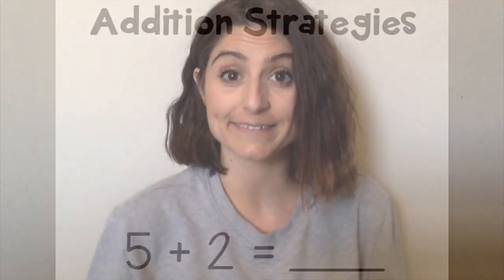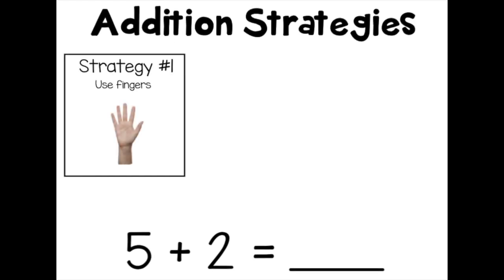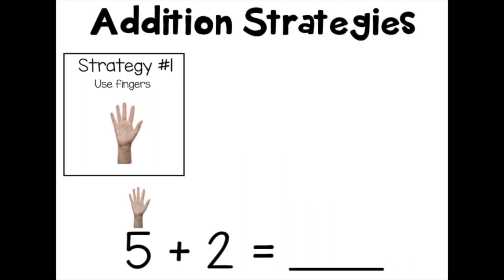Let's take a look. Let's start with the addition equation 5 plus 2. The first strategy is called use your fingers. So in this equation, we start with 5. So that means put 5 fingers up. And then we want to add on 2. So you're going to put up 2 fingers. And when you count 5 fingers plus 2 fingers, you get 7 fingers altogether. So 5 plus 2 equals 7.